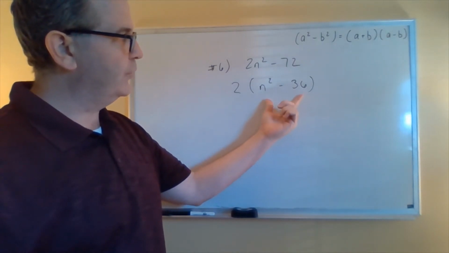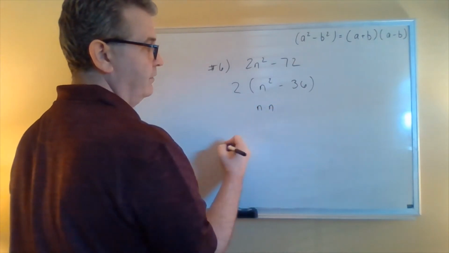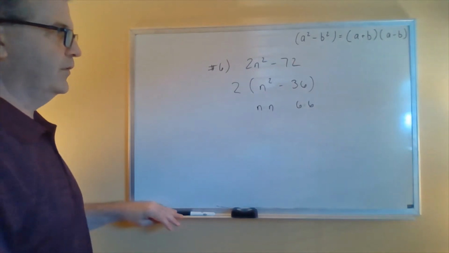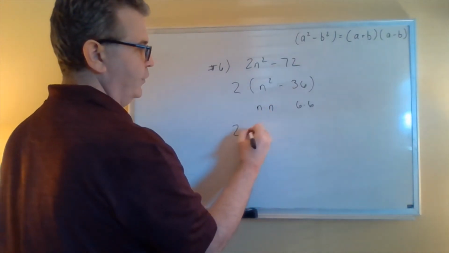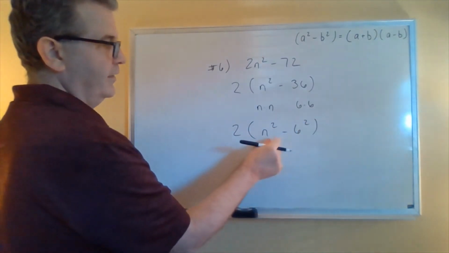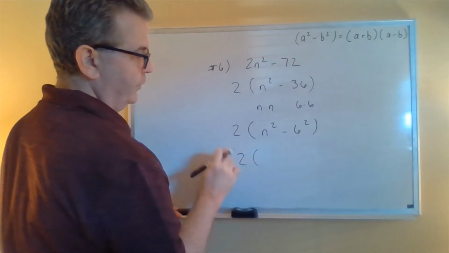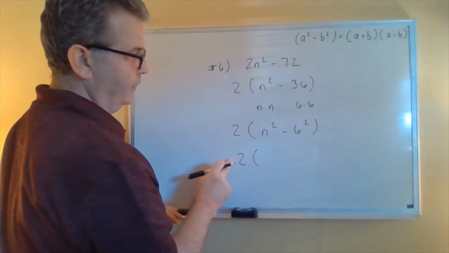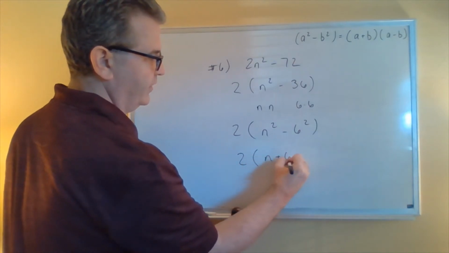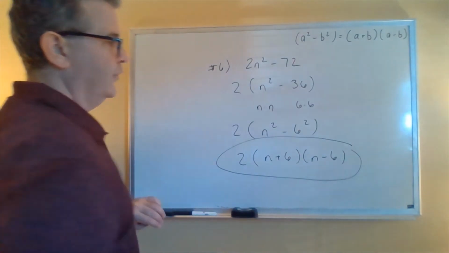Now that we've factored out that common factor, we look at what's left inside the parentheses. Do we have a perfect square here? Yes, we do, because this here is n times n, and this 36 here is 6 times 6. So we could rewrite that as 2 times n squared minus 6 squared. See, perfect square minus perfect square, so we fit our rule. So we can't forget to keep carrying our 2 down. But when we separate this into our factors, we're going to get n plus 6, n minus 6. And that is our answer for number 6.